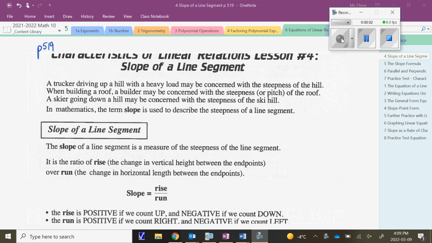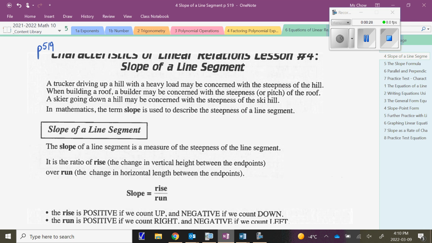So today we're going to look at slope of a line segment. So I'm on page 519 in your workbook, and let's take a look at this little introduction piece. It talks about a trucker driving up a hill with a heavy load, and they're probably going to be concerned with how steep the hill is, not only going up, but certainly going down as well.